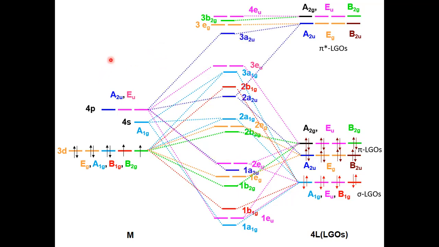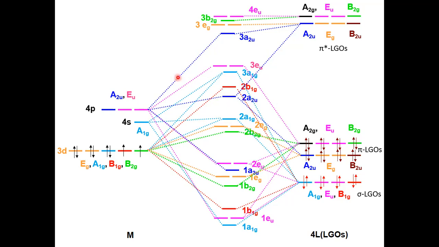Well, we still have the A2u symmetry type to consider. The 4p orbital is of A2u symmetry, and we also have one A2u orbital among the pi ligand group orbitals. So this will give one bonding molecular orbital of A2u symmetry type and an antibonding molecular orbital of A2u symmetry type.